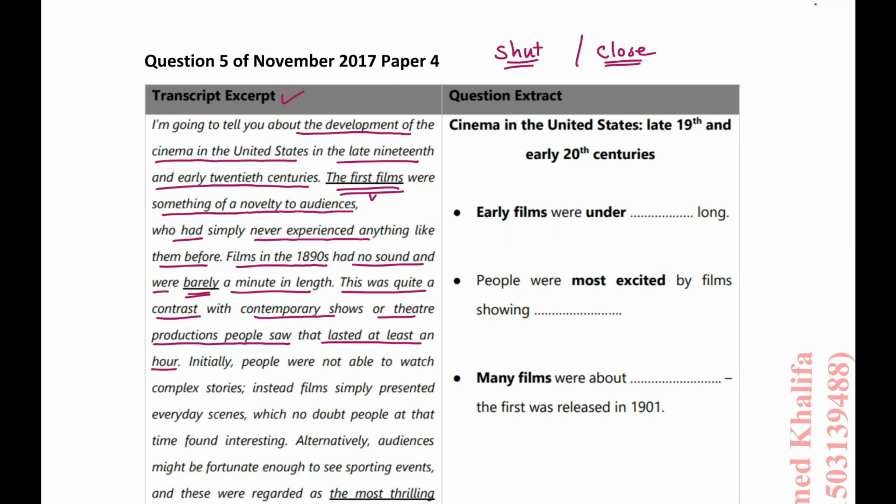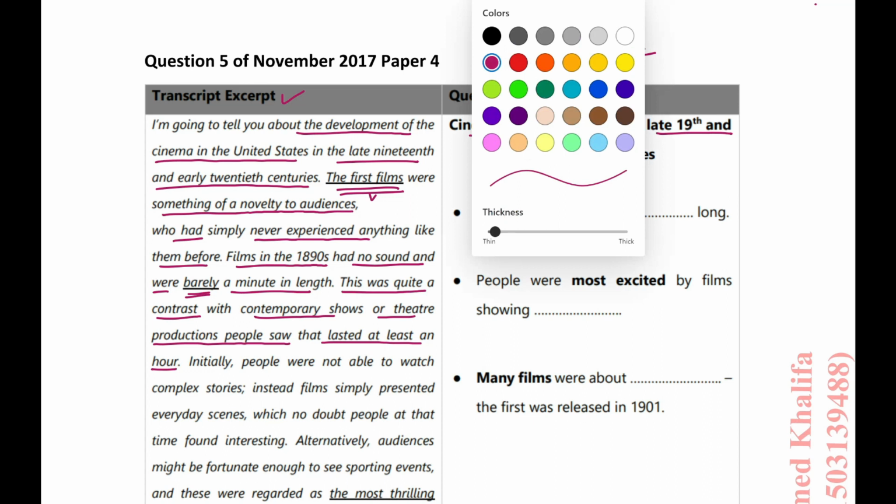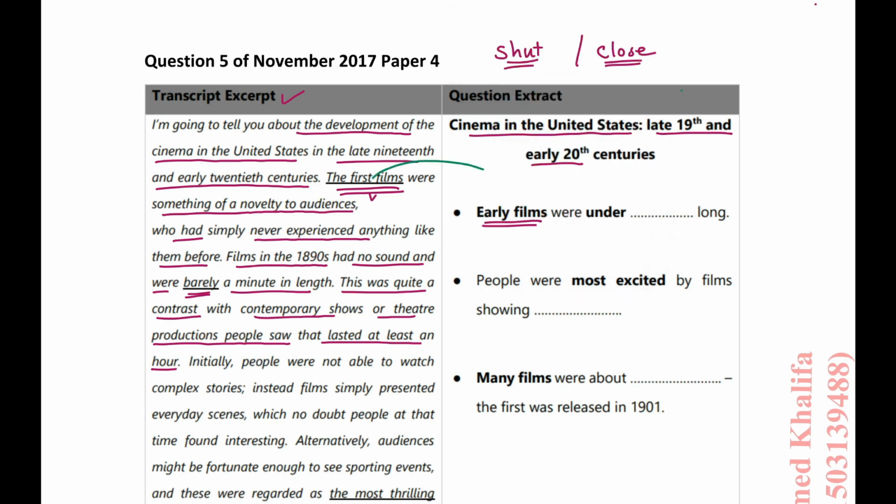Okay, it goes this way. Let us see the question here. Okay, so here cinema in the United States, late 19th and early 20th centuries. So here we have got early films. Early films could be substituted. I mean, the synonym of early films could be what? It could be the first films.